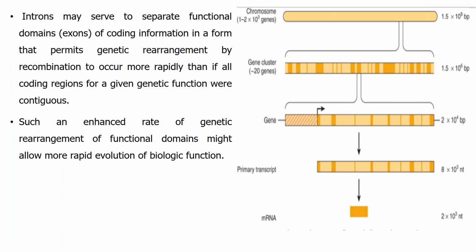If we look at it more closely, you can see, introns may serve to separate functional domains, that is the exons of coding information, in a form that permits genetic rearrangement by recombination of the molecule to occur more rapidly than if the coding regions of the given genetic function were contiguous. Such an enhanced rate of genetic rearrangement of functional domains might allow more rapid evolution of biological function.